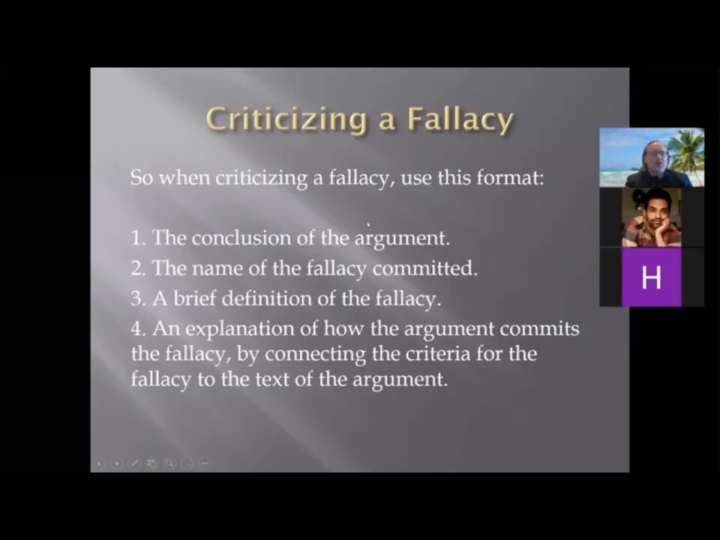At the beginning, just write down the conclusion of the argument. This is actually kind of important, because in order for you to understand what's gone wrong, you need to know what's being argued. So that's why I want you to start off by trying to figure out what the conclusion is. Whatever the argument is trying to prove, first write that down. You don't need to write down the reasons. Then give me the name of the fallacy, a definition of the fallacy or the criteria for it, and then an explanation connecting the text of the argument to the criteria for the fallacy.